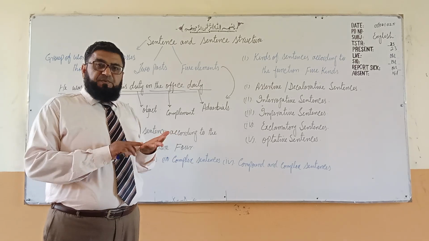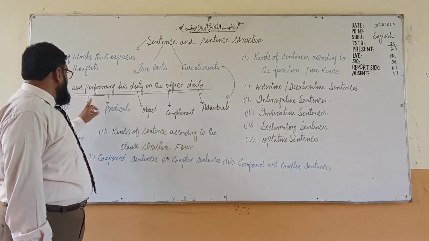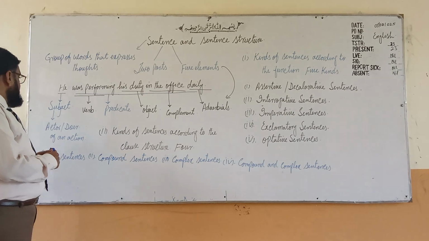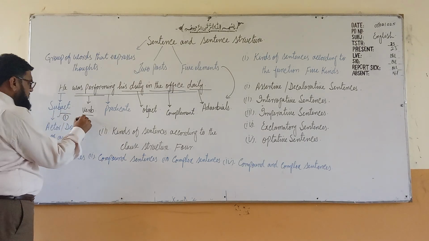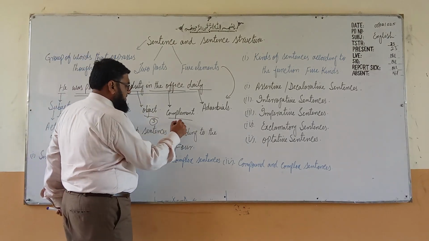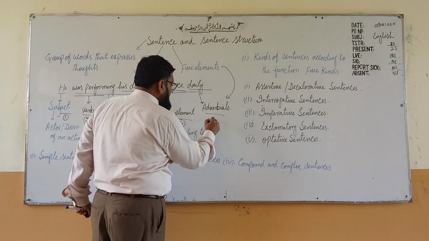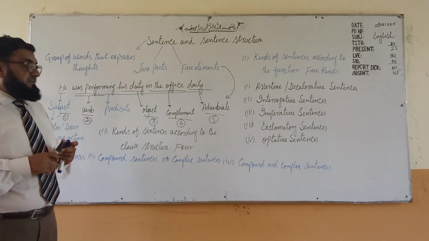Two parts of a sentence: subject and predicate. Five elements of a sentence: subject, number one; verb, number two; object, number three; complement, number four; adverbial, number five. So these are the five elements of a sentence.